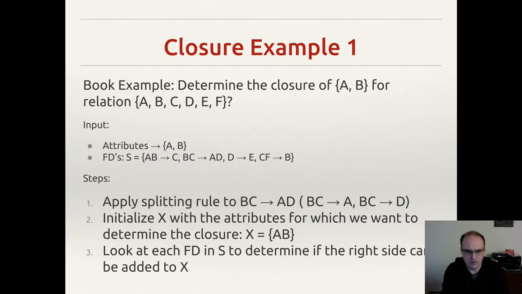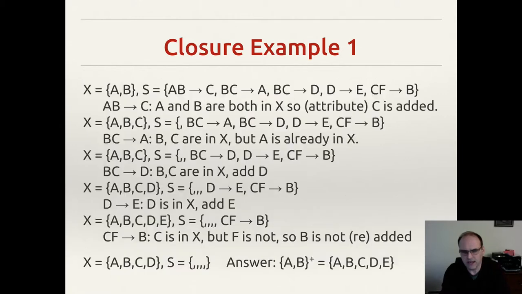The second step, now we're going to initialize X, like we said, with the attributes that we are using to determine the closure. So that is A and B. Right? So our X does not start empty, and that should be A comma B. Sorry about that. I'll fix that. Our X does not start empty. It starts initialized with the ones that we pass in. Now, the next part here, we're going to look at each functional dependency. We're going to enter that loop in our set S and determine if we can add the right side to our X.